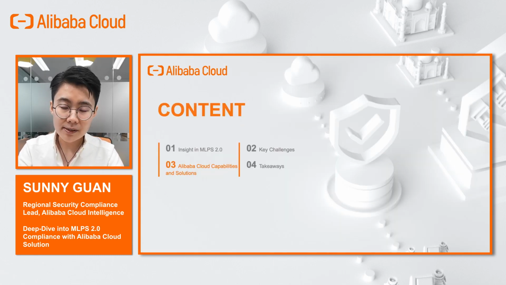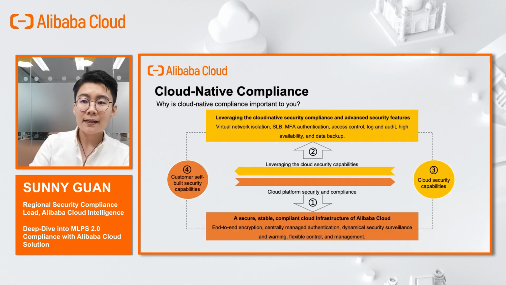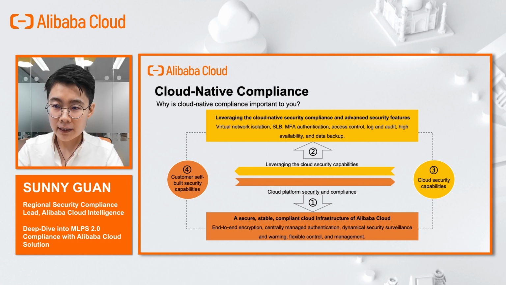Alibaba Cloud, as the largest cloud service provider in China, we empower our customers with our own experience in complying with it. On top of it, we also offer the security capabilities and the products and solutions, as well as the services for our customers to leverage to build their own security compliance system in China to comply with MLPS 2.0. Firstly, let's have a look why cloud-native compliance is important to you.